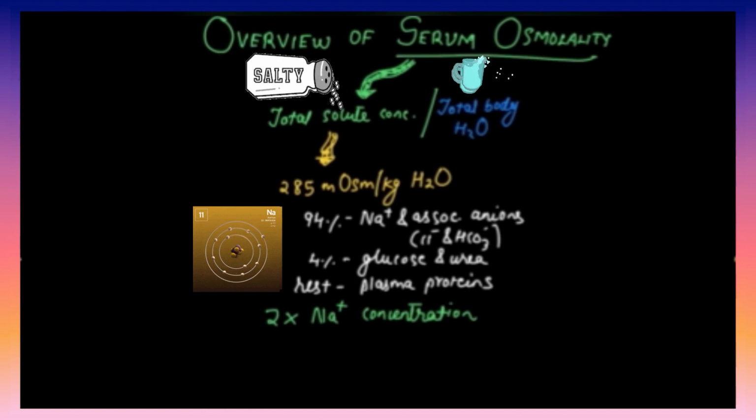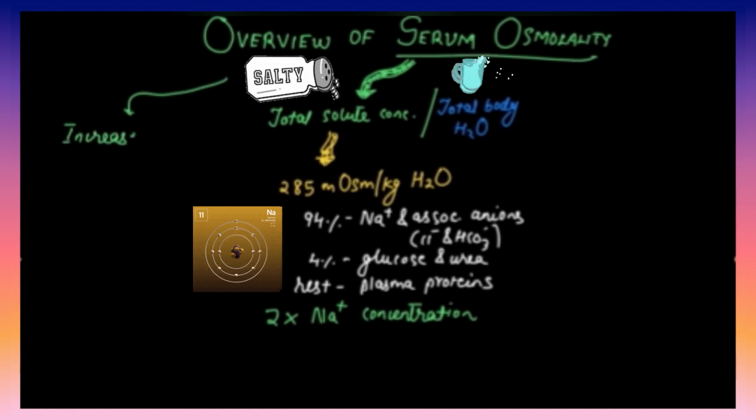This serum osmolality can change. Even a 1% change can result in swelling or shrinking of brain tissue, that can cause seizures, and that can ultimately cause death.